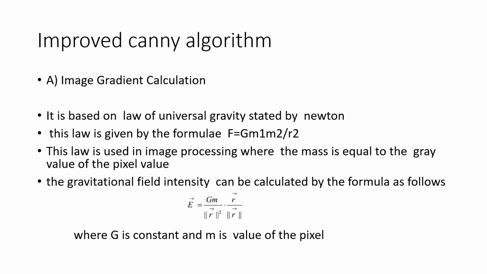This law of universal gravity was used in image processing in the gravitational edge detection algorithm, where each pixel value is assumed to be a mass. As said earlier, the gradient magnitude is equivalent to the gravitational field intensity value calculated by the shown formula. E is equal to G m by r square, where m is the gray level value of that pixel.